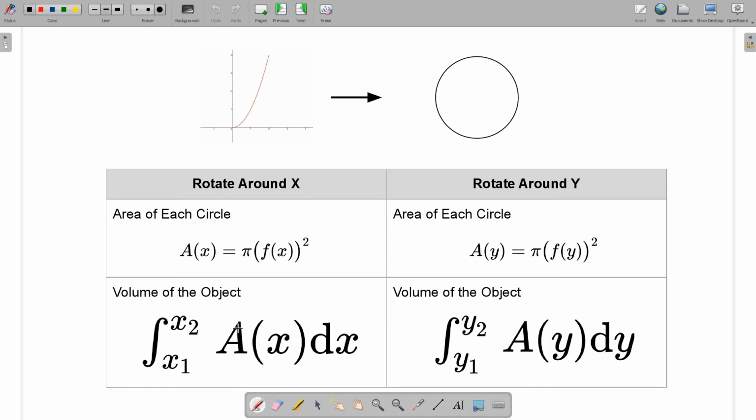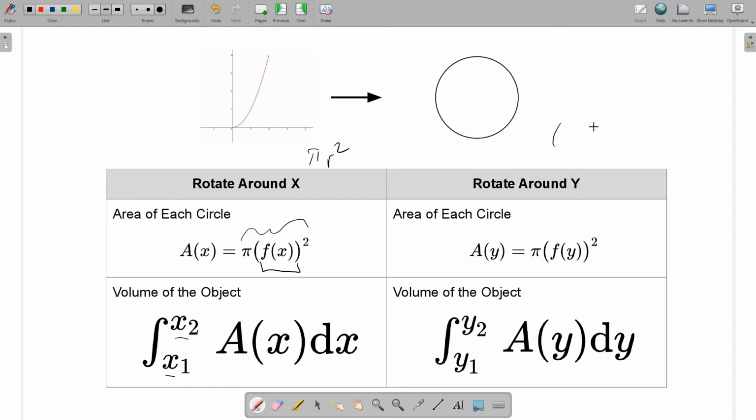But at the end of the day, this is going to be the template that we're following, where we want to figure out what the area of each circle is. So pi r squared, of course, is our base formula. In the case of rotating around x, our f of x is going to be R, so we're going to square that, look at what our indicated endpoints are, and integrate on that domain. And if we're rotating around y, again, we just have to rewrite our function in terms of y, and it's going to be the exact same.